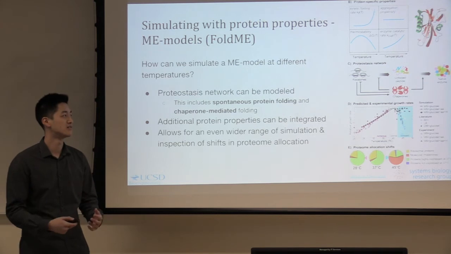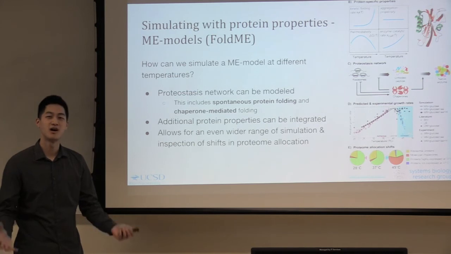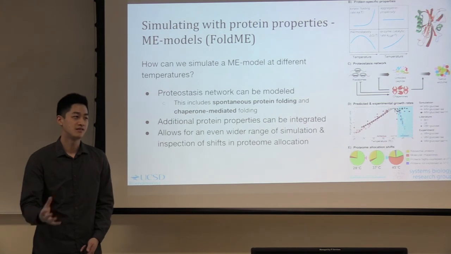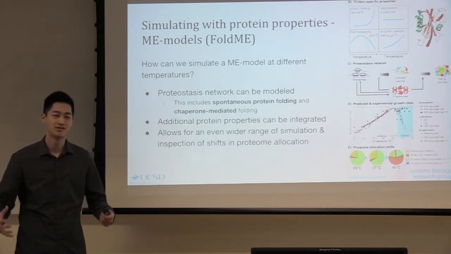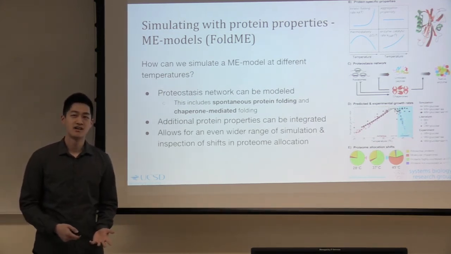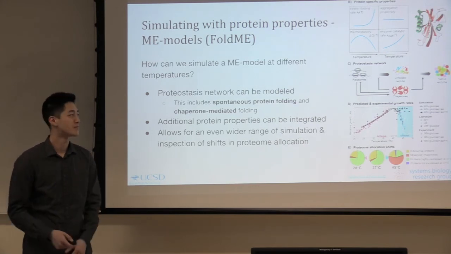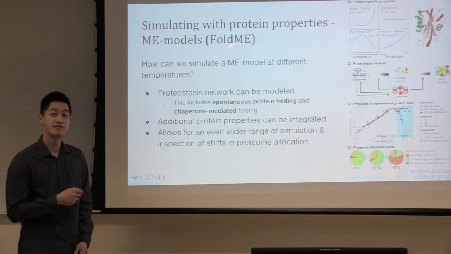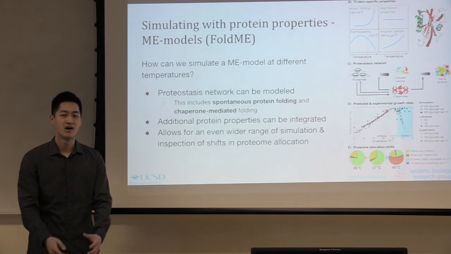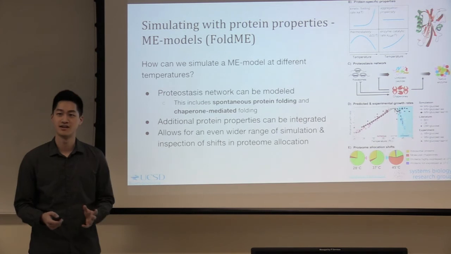And again, ME models incorporate protein folding and other things like complex stoichiometry. So if you can imagine, at a higher temperature, there's a lot of folding that needs to happen for the protein to remain in its correct shape. And so chaperones are the main agent to maintain correct folding within a cell. And so what was done in this model called FoldME was that the chaperone folding network was incorporated into the ME modeling framework, as well as these properties of proteins that are affected at different temperatures.